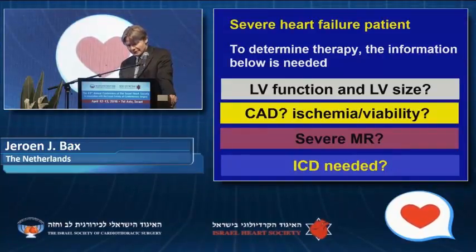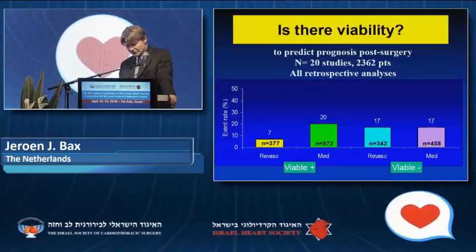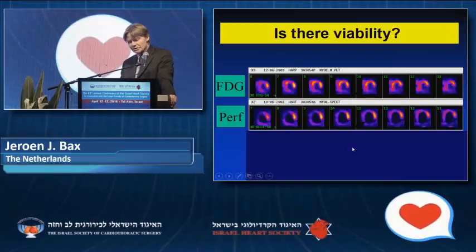Now if we speak about viability, then I give you 2 slides. One slide is the one from all the retrospective studies where we saw that in the revascularized patients, when there was viability, the outcome, the event rate was the lowest as compared to all these other groups. How do we assess viability?